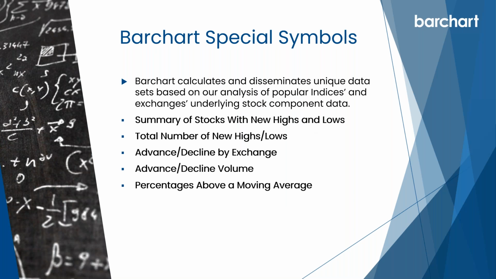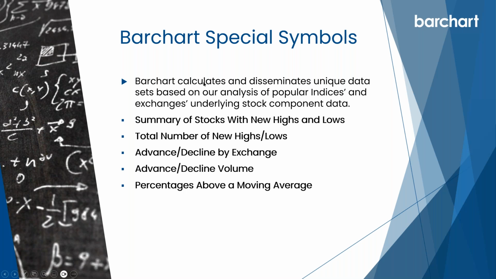So we have some Barchart special symbols, and they calculate or disseminate unique data. There are a lot of different ways we can look at it, either based on an index or an exchange, or, again, in some of our sectors. And this is just some of the main categories: summary of stock new highs, new lows, number of new highs and lows, advances and declines by exchanges and volume, and also by percentage of moving average.